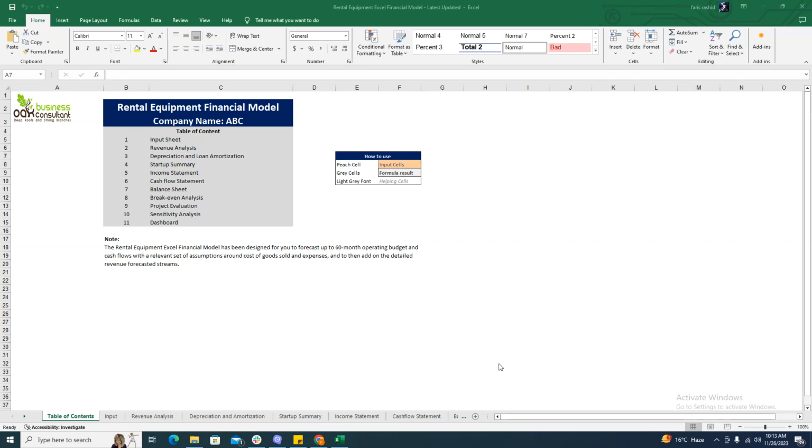Today we have brought you another financial model. This one is a rental equipment Excel financial model. It is forecasted up to 60 months. If you come to How to Use over here, you can see that the peach cells tell you the input cells, the gray cells give you the formula results, and the light gray fonts are the helping cells.